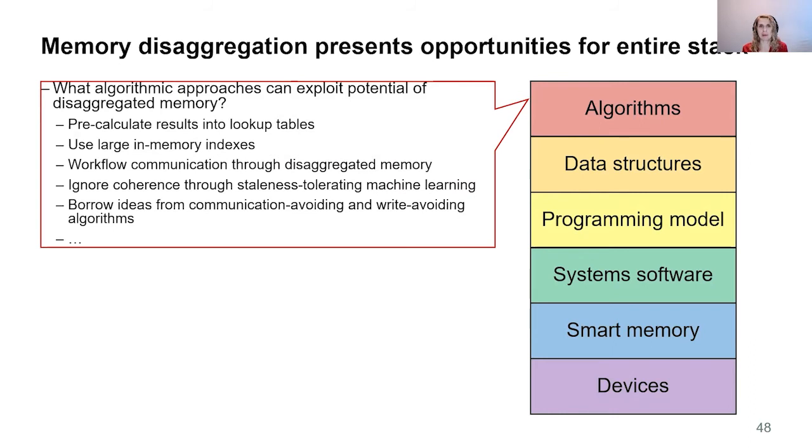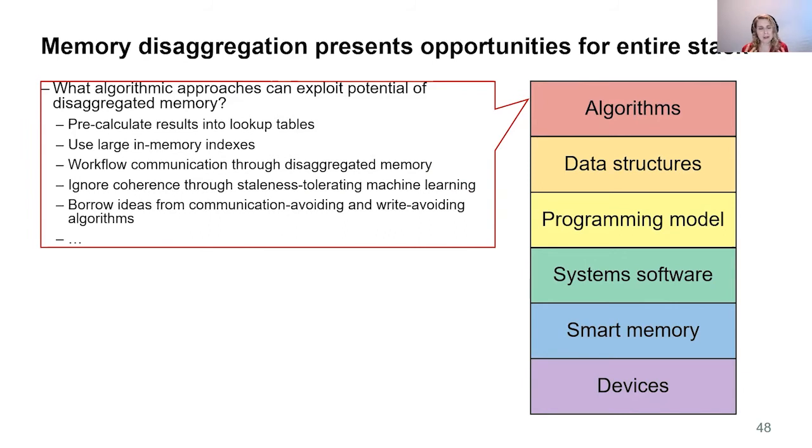We saw an example earlier where you can pre-calculate results in really large data structures in the disaggregated memory. You might also be able to use really large, in-memory indexes to answer interesting questions, or use the disaggregated memory to do workflow communication between stages that are running on different nodes. You could even maybe ignore the coherence problem by taking advantage of recent work in machine learning algorithms that are tolerant of stale data.